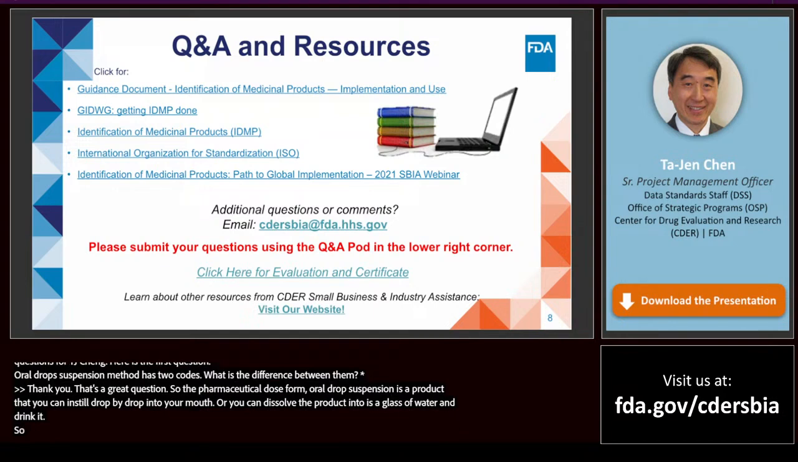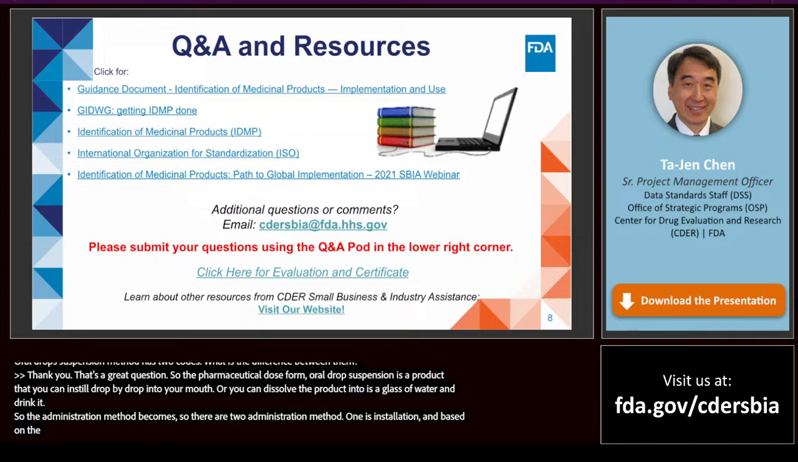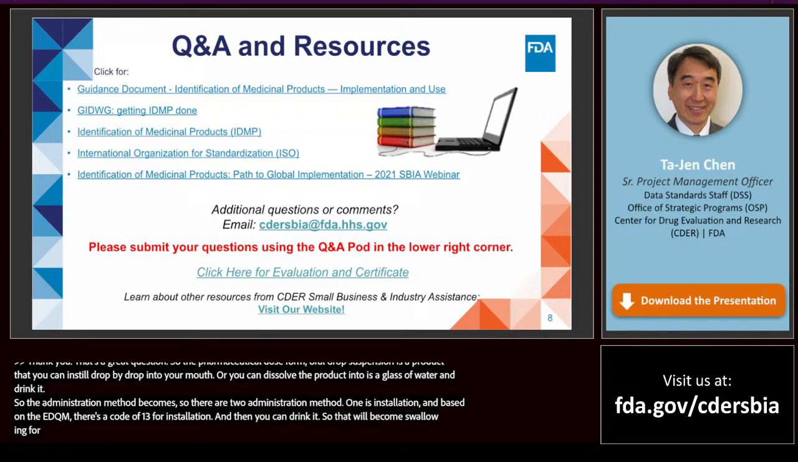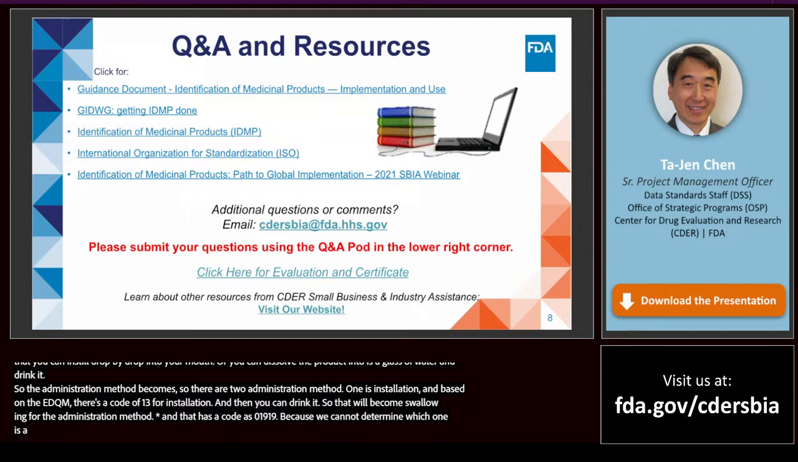So there are two administration methods. One is instillation, and based on the EDQM dose form characteristic terminology, it has a code of 013 for instillation. And then of course you can drink it, so that will become swallowing for the administration method, and that has a code of 019. Because we cannot determine which one is the primary use for the product, both 013 and 019 are used together to generate the PHPID. Thank you.